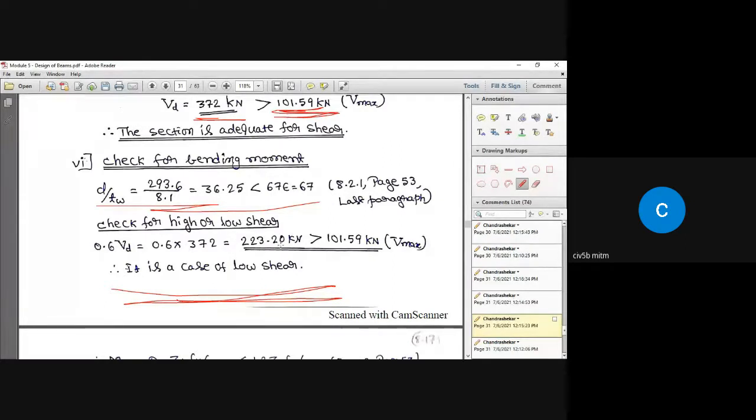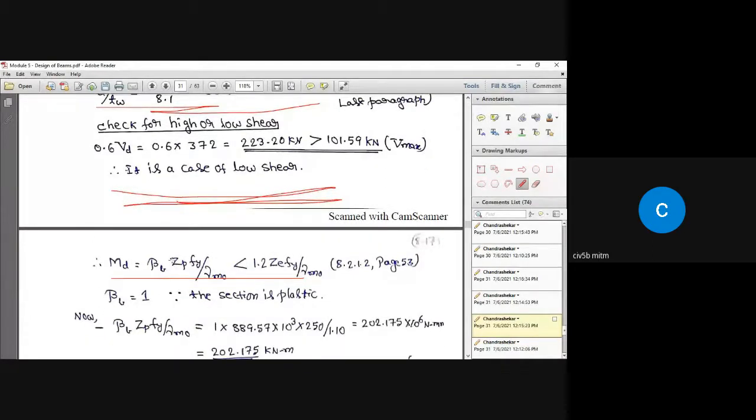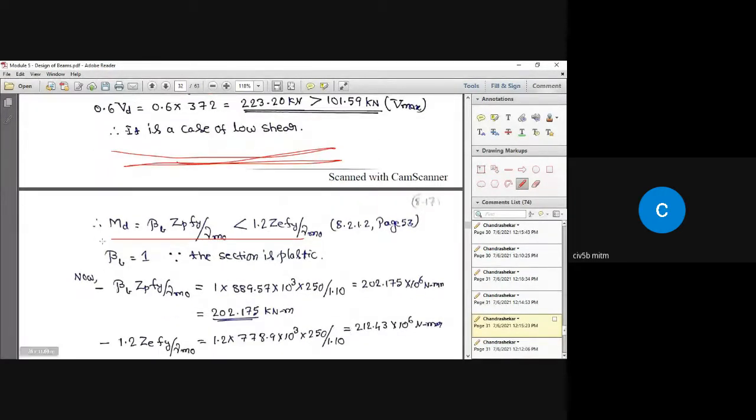So it is a case of low shear. So this d by tw is less than 67 epsilon and 0.6 Vd is greater than 10.59. That means, again, it's a case of low shear. So if it is the case of low shear, then we can go ahead and make use of this formula to find out the moment capacity or bending moment capacity of the section, Md value.